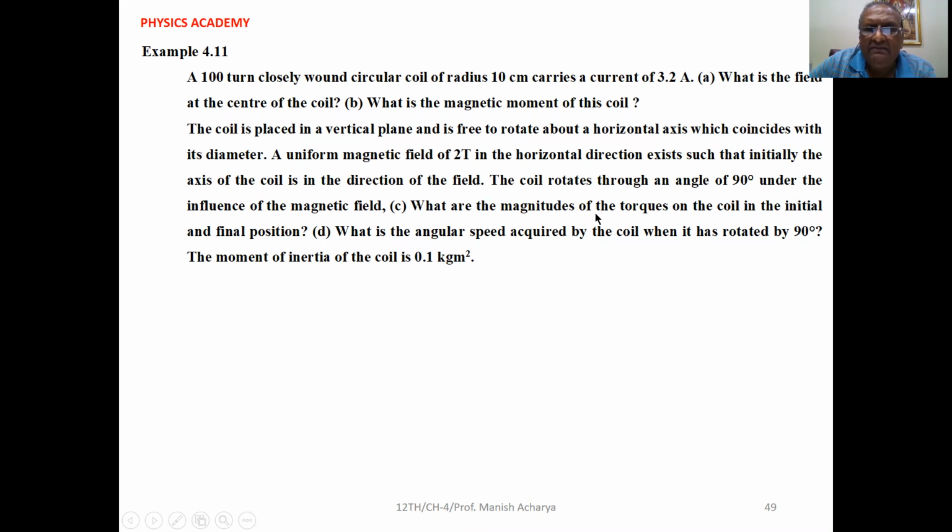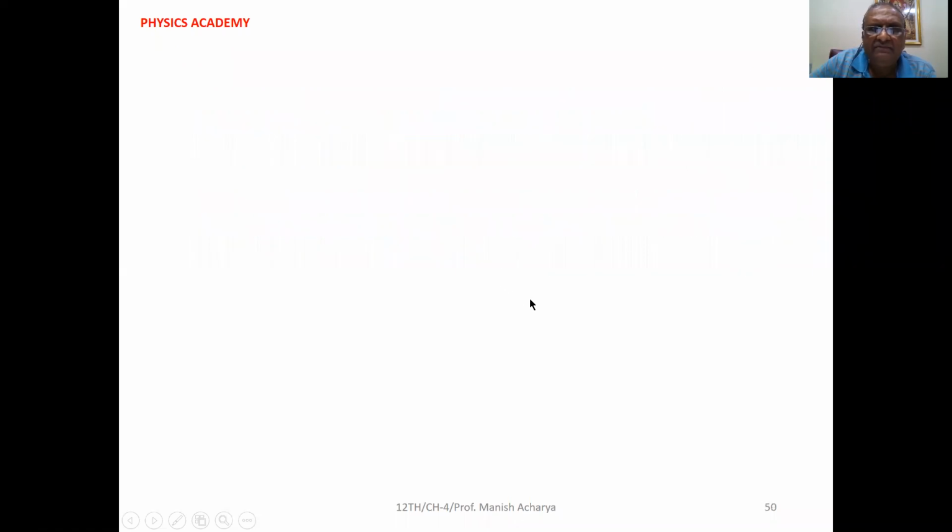C. What are the magnitudes of the torque on the coil in the initial and final position? D. What is the angular speed acquired by the coil when it is rotated by 90 degree? The moment of inertia of the coil is 0.1 kilogram meter square.